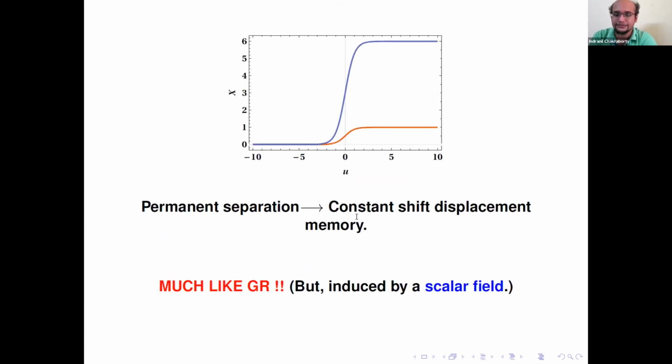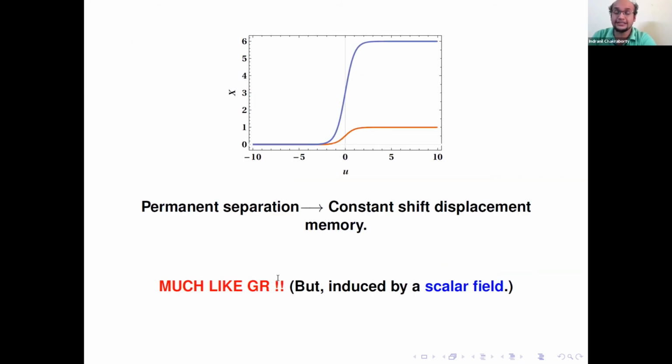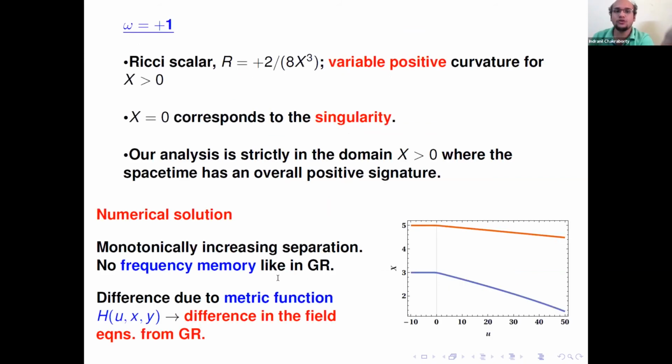X is like this. So initially, two geodesics, which start at u equal to minus infinity, have x1 equal to x2 equal to 0. But finally, at u tending to plus infinity, x1 minus x2 is a1 minus a2, which in general can be non-zero, and this is the memory effect. As seen from this figure, initially they start from zero, but finally they have a permanent separation. And this is again a constant shift displacement memory, which is much like GR, but here it is induced by a scalar field.